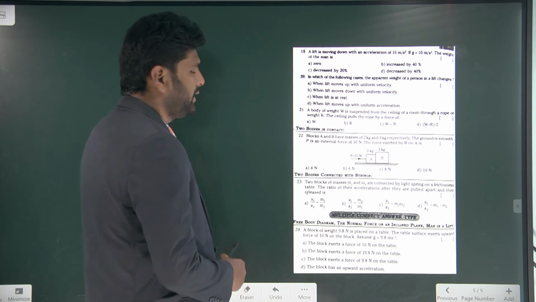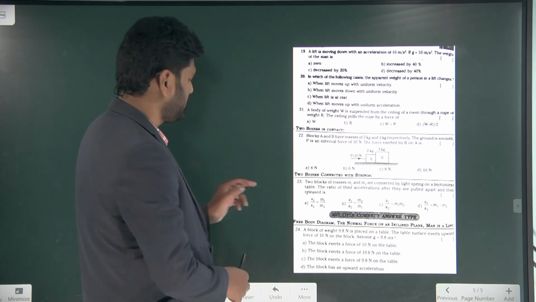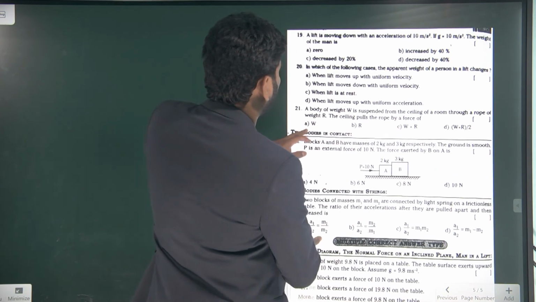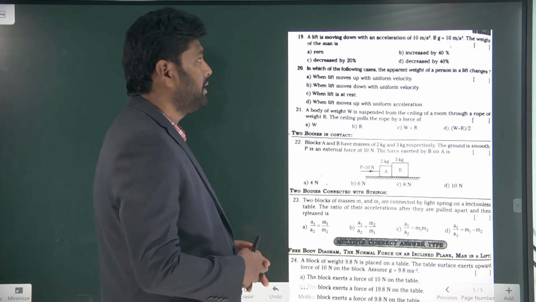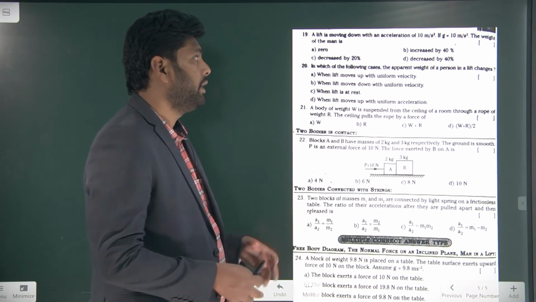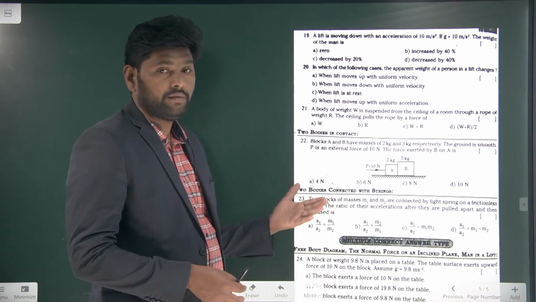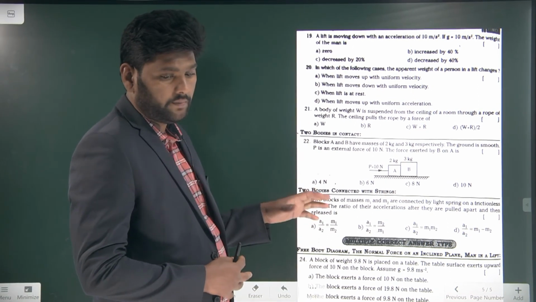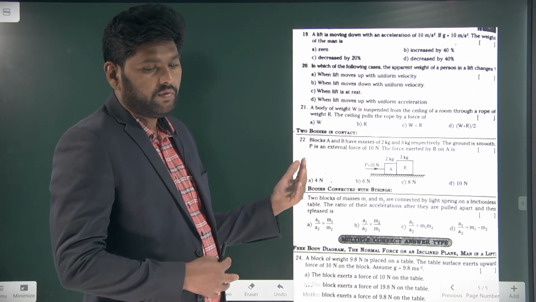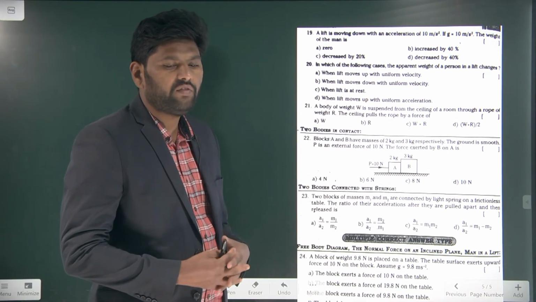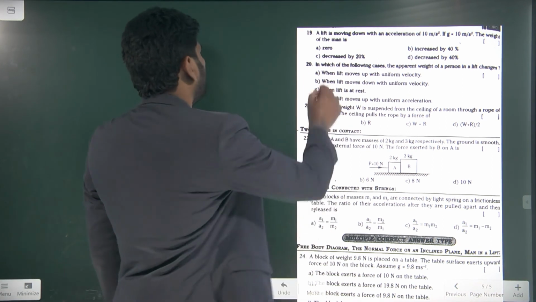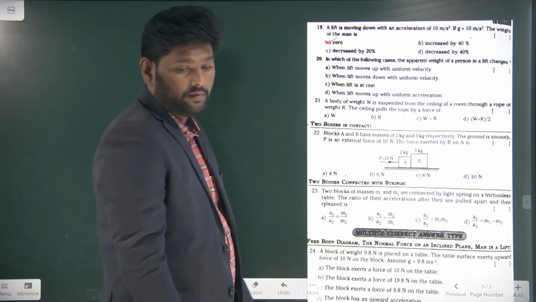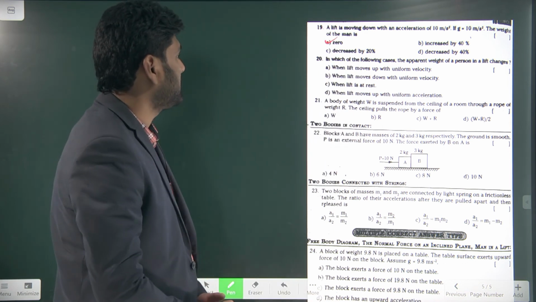See here, when the lift is moving with 10 meter per second square, which means the acceleration due to gravity and the acceleration of the lift both are the same. When these two are the same, that will be a freely falling body. For a freely falling body, weight is 0, so option A is the correct answer.